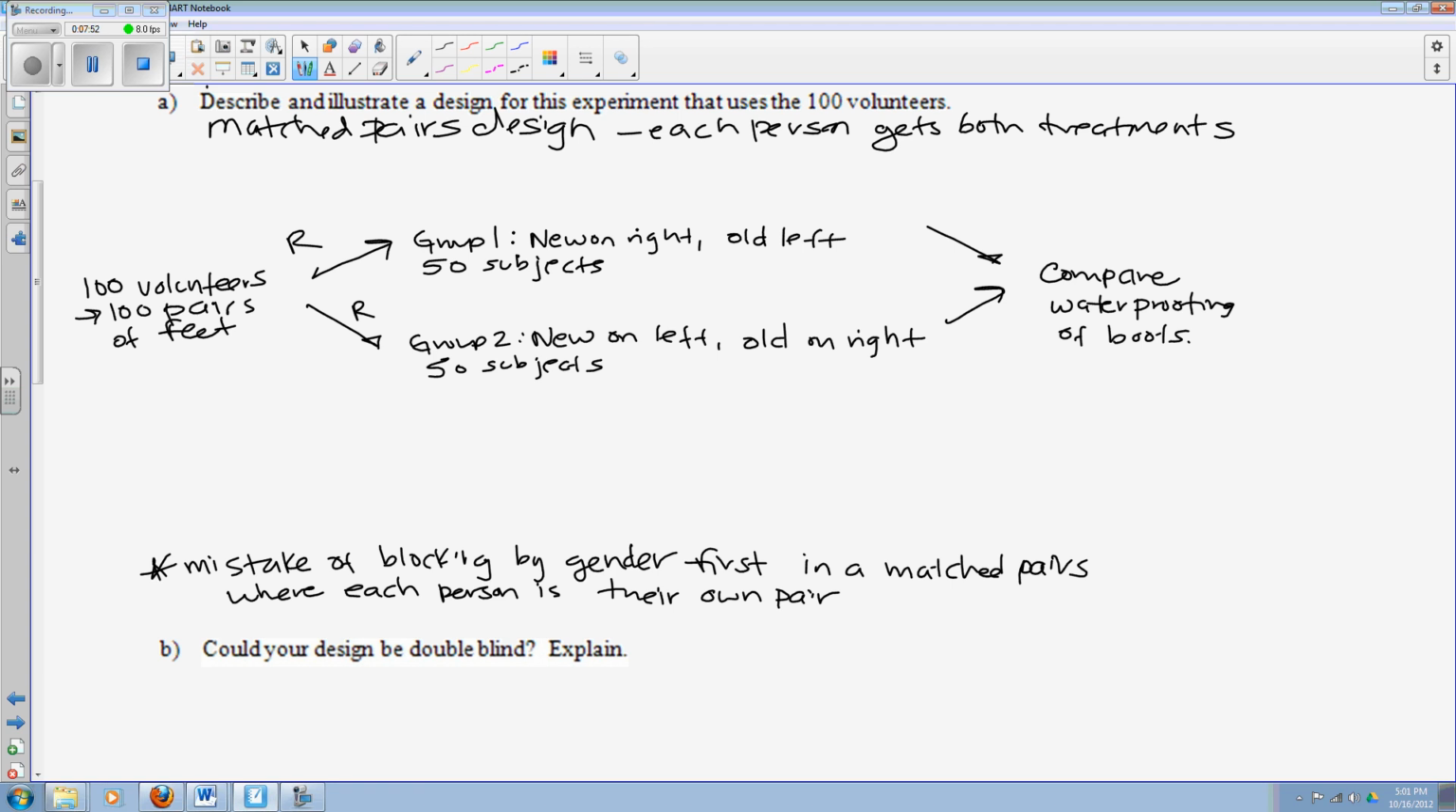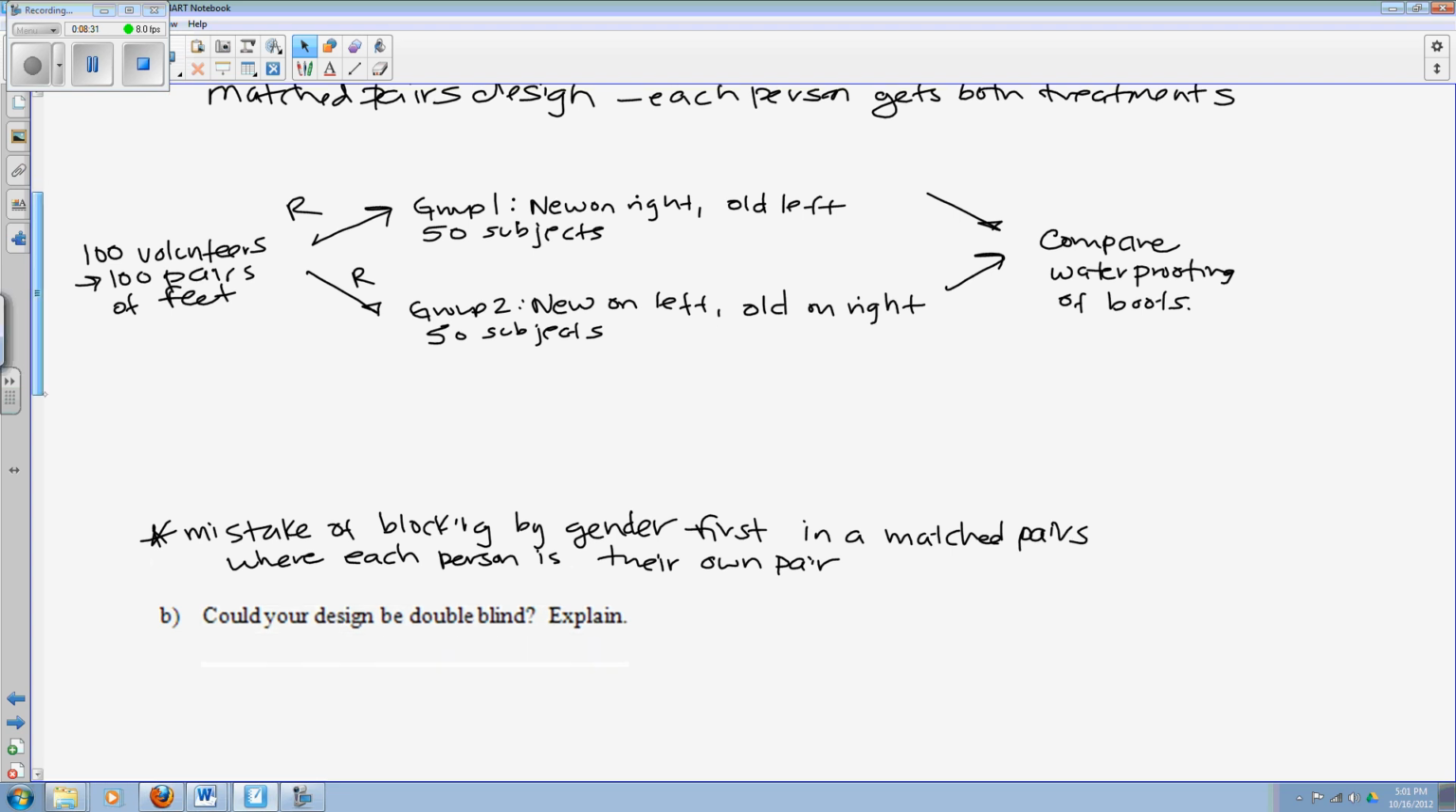Well, if everyone is their own pair, like in this boot example, if I'm getting the left foot new and the right foot old or whatever, I don't need to be blocked because everybody's already put in a position where they are their own pair. I am matched with myself. So I don't need to block men and women because I am my own pair, and so if I'm a girl, I'm automatically going to be doing the same treatment as a girl. So there's no reason in a matched pairs design where you are your own pair to block people by gender. You don't need to do that. That's something we can talk about more in class, but you do not need to block first before doing a matched pairs.